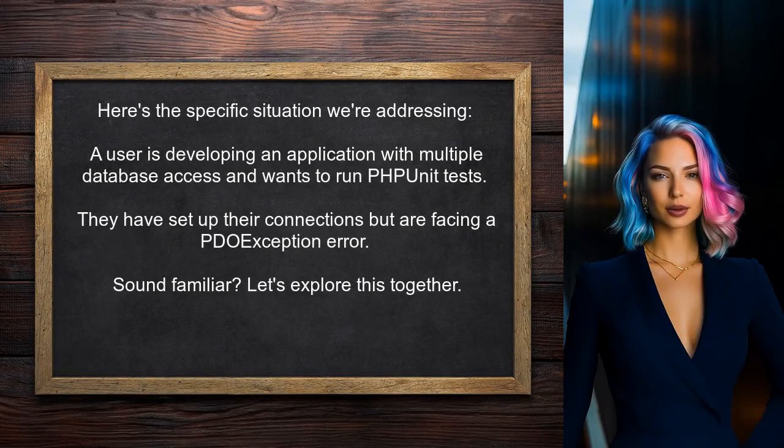Here's the specific situation we're addressing. A user reached out saying they are developing an application with multiple database access and want to run PHPUnit tests. They have set up their connections in the config file and specified the database connection in their PHPUnit XML file, but they are facing a PDO exception error. Sound familiar? Let's explore this together.